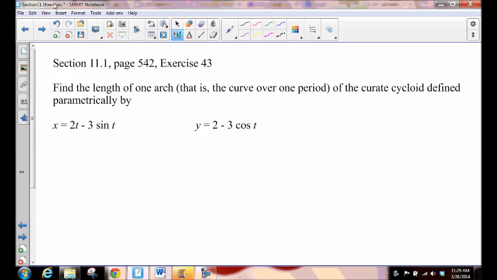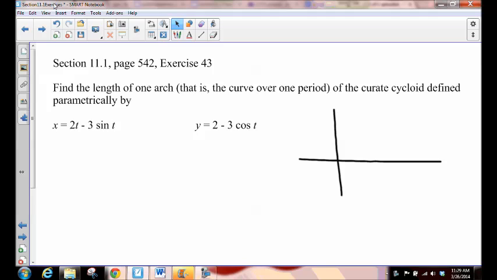Let's do section 11.1, page 542, exercise 43, which reads: find the length of one arch, that is, the curve over one period, of the cycloid defined parametrically by x equals 2t minus 3 sine t and y equals 2 minus 3 cosine t. Now the first question you have to ask yourself is, what values of t are going to give us one arch? So we're going to have to start by graphing.